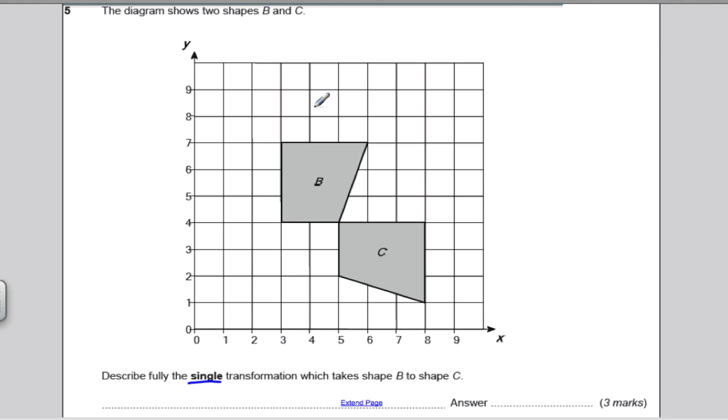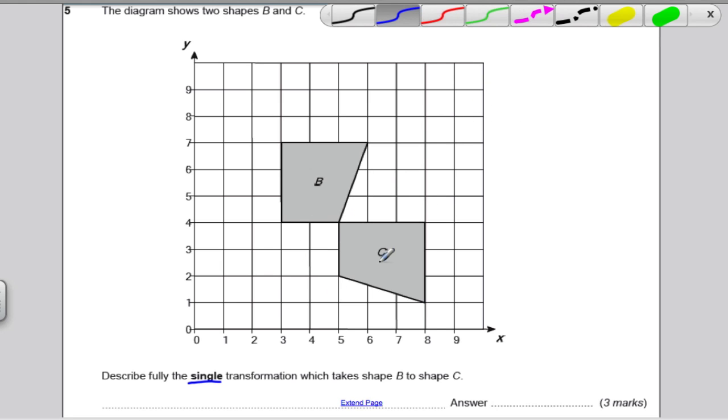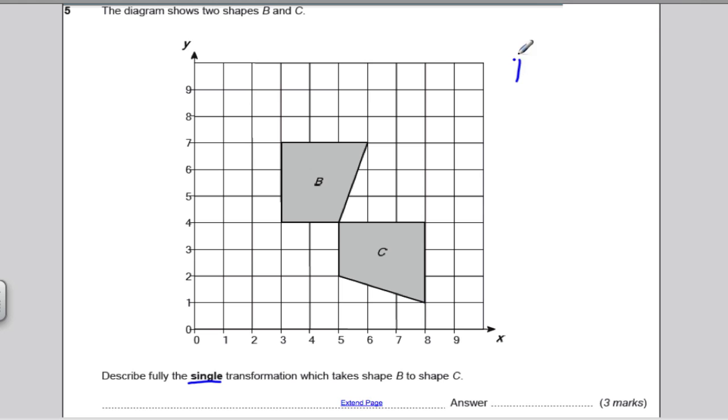Now, it's not a reflection because I can think of no mirror. If that was the mirror line, these are not reflections of each other. So it's not a reflection either. So it must be a rotation. So to get 1 out of the 3 marks, state rotation. It's clearly by 90 degrees, because if I move that 90 degrees that way, I get to there. So it's by 90 degrees.